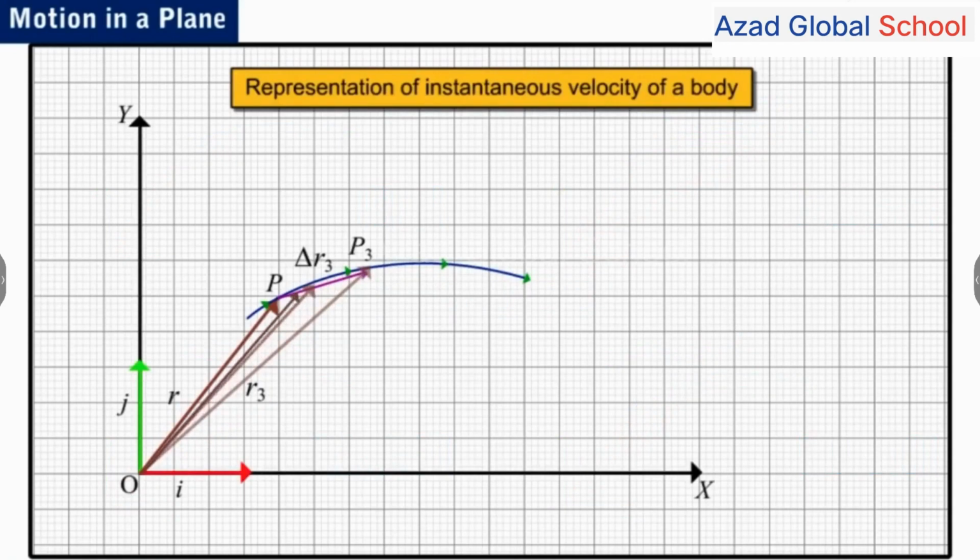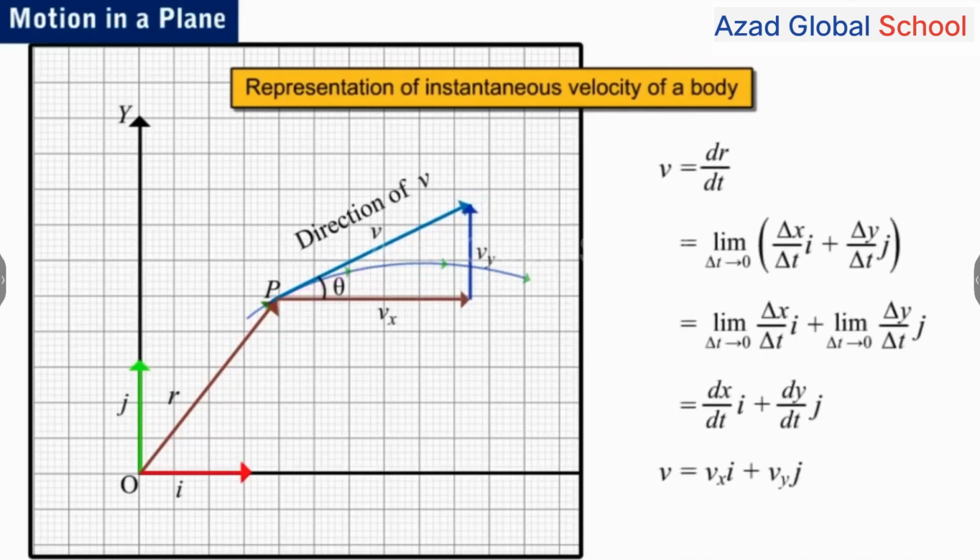As delta t tends to 0, delta r tends to 0. The direction of velocity at any point in the path is tangential to the path at that point and in the same direction as that of motion.